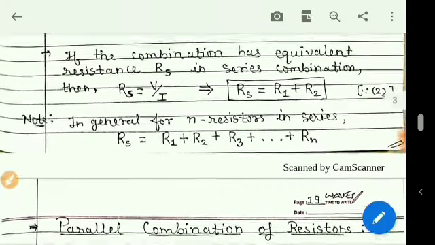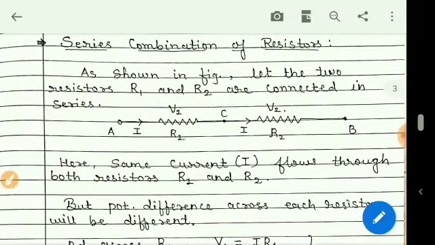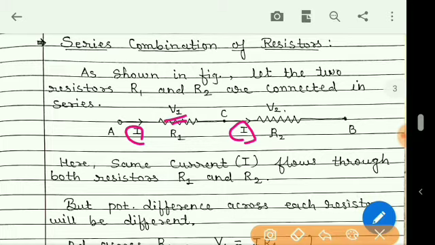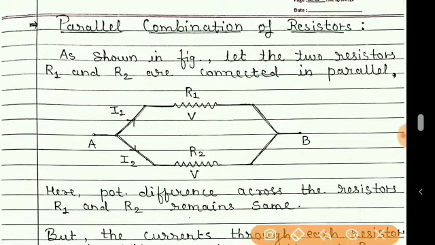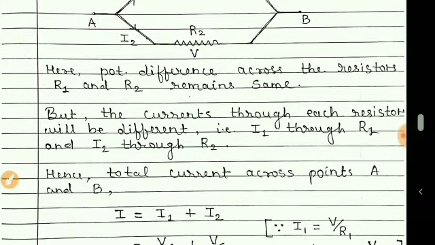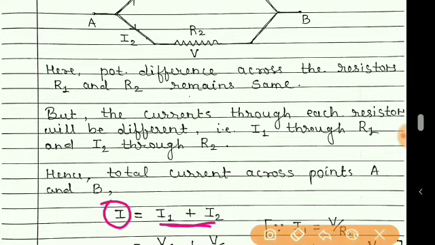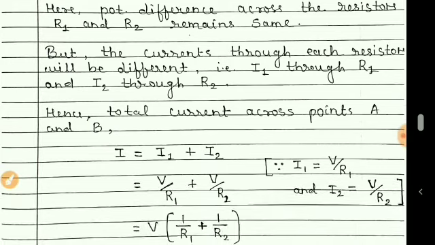In the earlier topic, that is in series resistance, what was common? Current was the same, but the potential drop was different. Here potential is the same, current is different. So now if we add both the currents, we will get the total current passing through A and B. So starting with that only, I = I1 + I2.